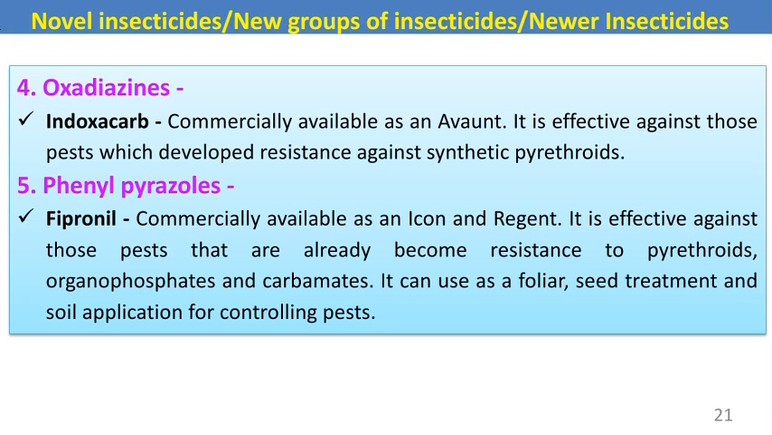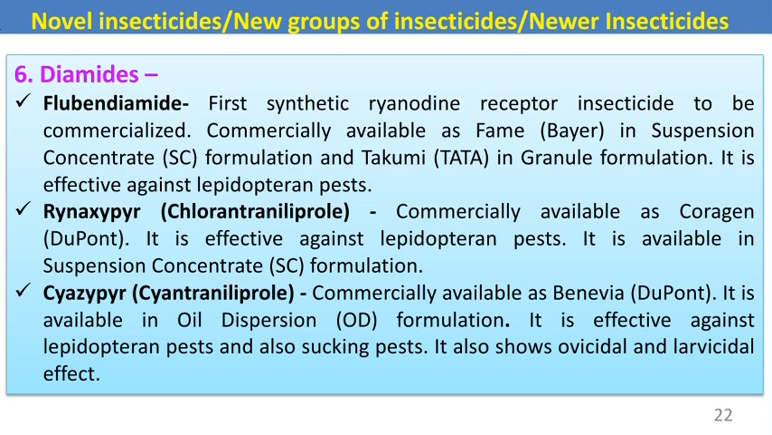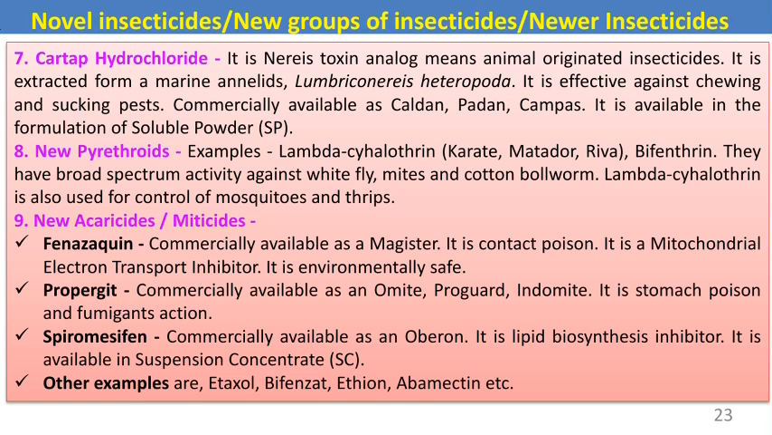The next category is oxadiazines. In that, indoxacarb is nowadays mostly used against insects which have developed resistance against synthetic pyrethroids. The next category is phenylpyrazoles. In that, fipronil is mostly used against thrips. The next category is diamides. In that, flubendiamide, chlorantraniliprole, and cyantraniliprole are the mostly used insecticides nowadays. The next category is cartap hydrochloride. This is an animal originated insecticide.